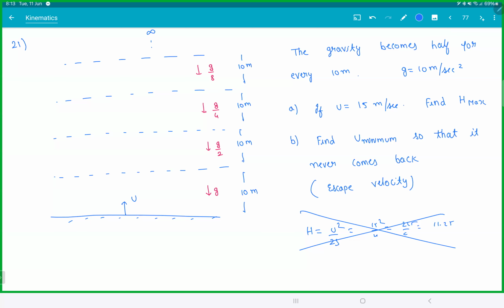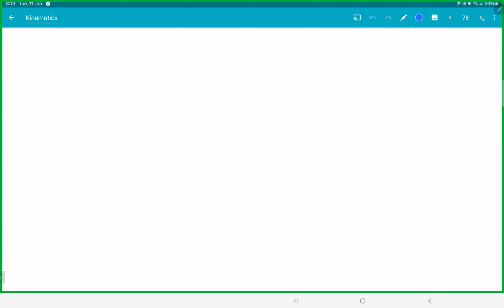The problem with this is, you're getting 11.25, which means once you cross 10, the gravity has changed. You can't use the formula. Others, anyone else? Let me show you the first part. You can't use the three equations directly, because g is changing. So let's use them for each section. Don't use it for the whole thing. Use it for each section separately.